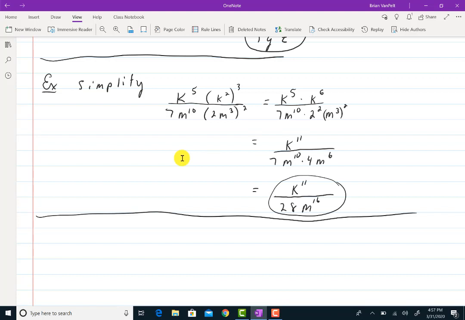Moving on. I think I may be on the last page here. There's another example. Let's simplify.